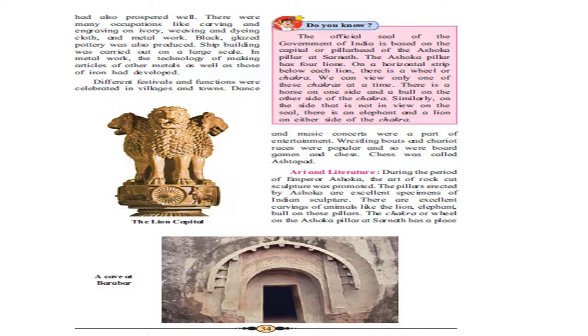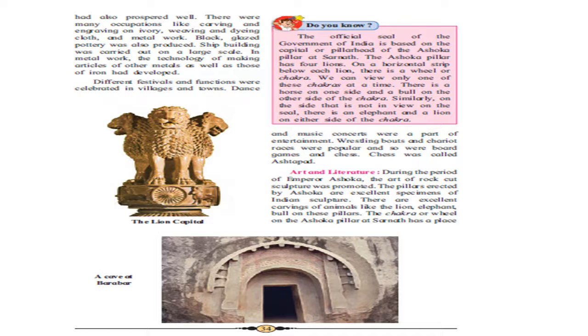During the Mauryan period, agriculture production had great importance. Trade and other occupations had also prospered well. There were many occupations like carving and engraving in ivory, that is the tusk of the elephant, weaving, dyeing cloth, coloring the cloth, and metal work. Black glazed pottery was also produced. Shipbuilding was carried out on a large scale. In the metal work, the technology of making articles of other metal as well as those of iron had developed.